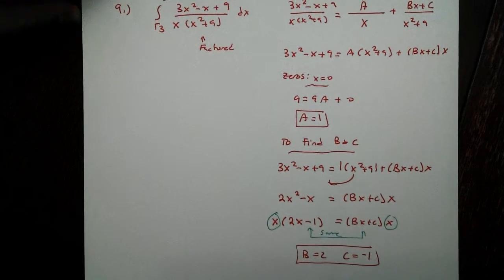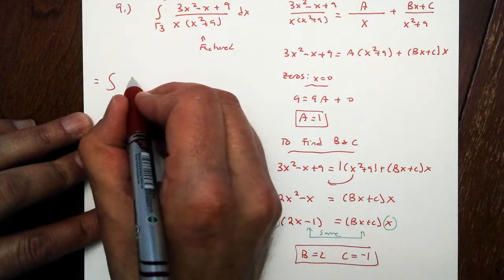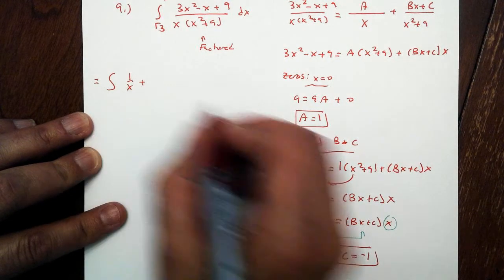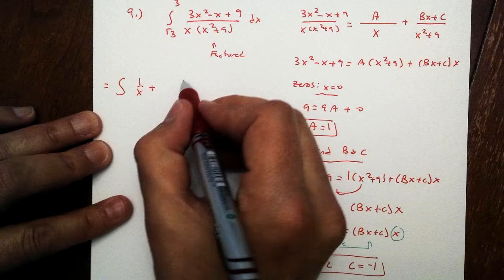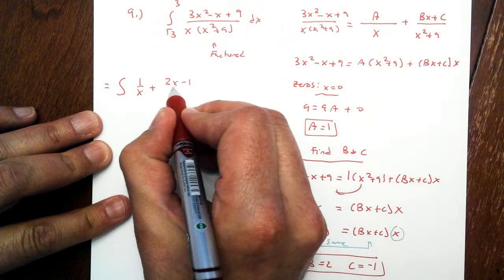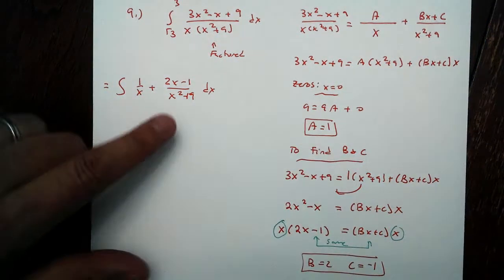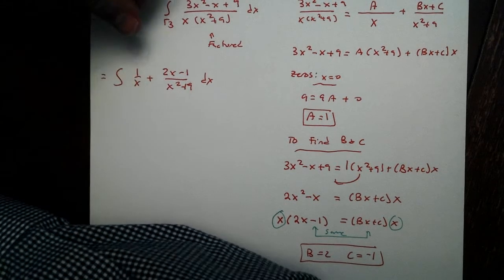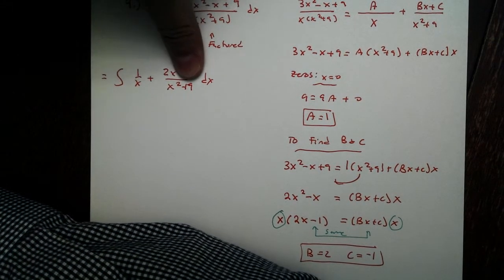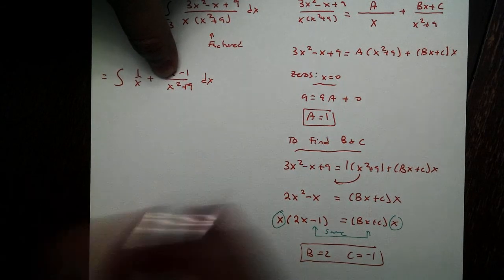Now we go back up here, we're going to rewrite our integral. So when I rewrite my integral, remember we said a is 1, so we get 1 over x plus 2x minus 1 over x squared plus 9 dx. All right, now we're ready to integrate. Or are we? Oh, not yet. Because notice, if I got rid of that 1, I could use substitution. But if I get rid of the 2x, this is just my arctangent.